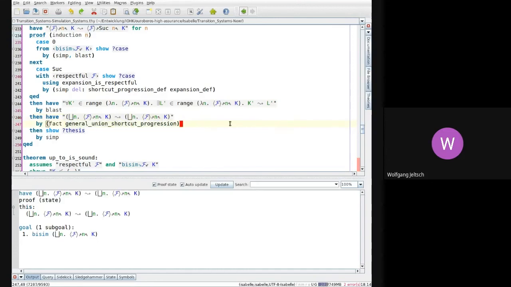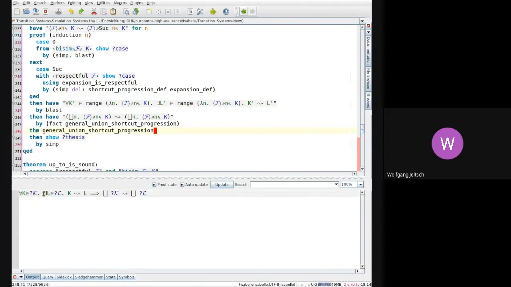Let me show you what it was. So this is what it says. For all k in some set, calligraphic k, if for all k in the set there exists an L in this set such that k progresses to L, then the union progresses to the union. And we have this here. We have this for all k in this range. We can progress to some L prime in this range. And so the union progresses to the union.